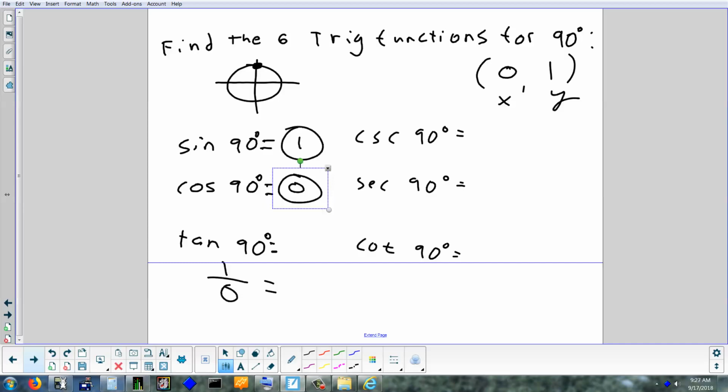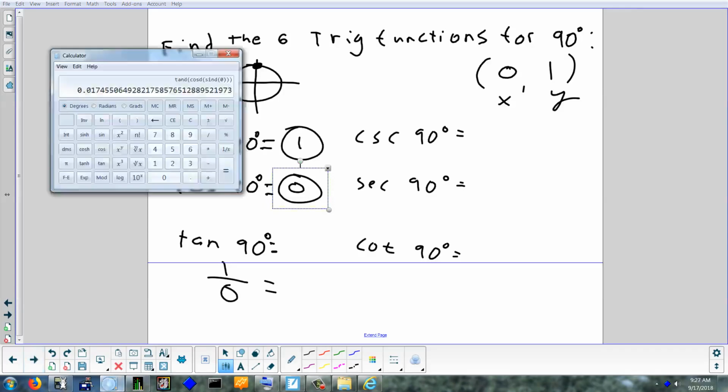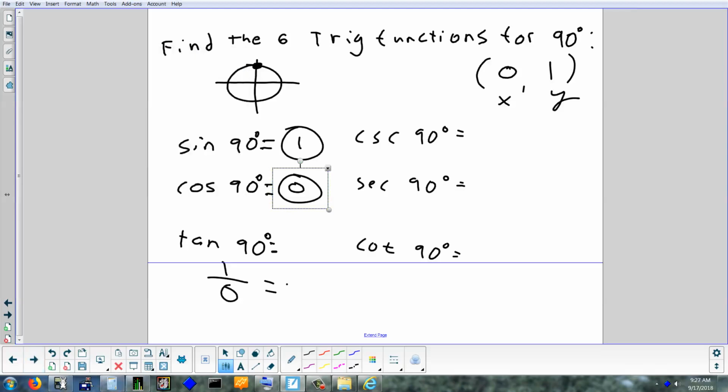What happens when you divide by 0? Isn't it undefined? It's undefined. You cannot divide by 0. If you try to, the calculator says cannot divide by 0. So that's undefined. So you just write undefined.